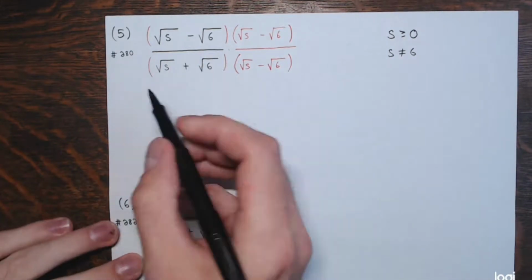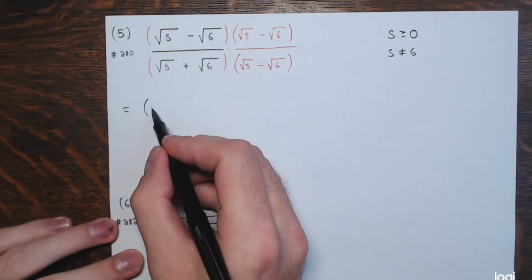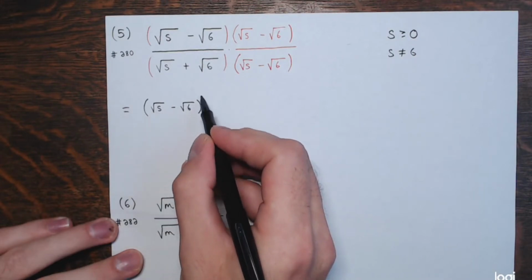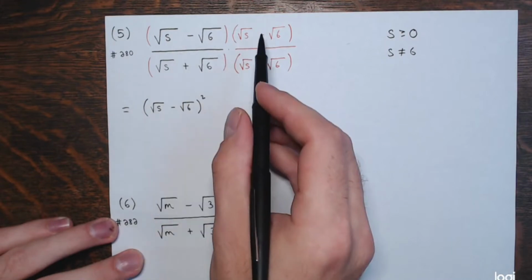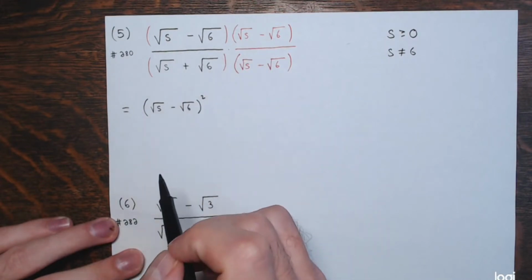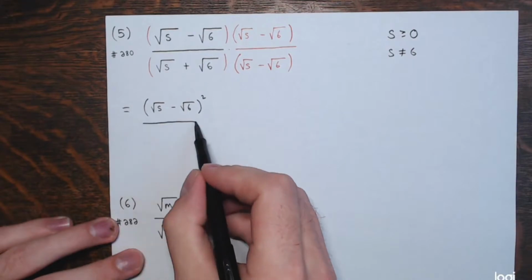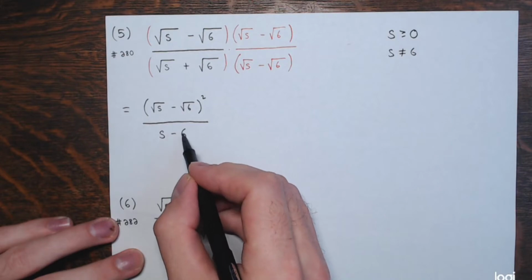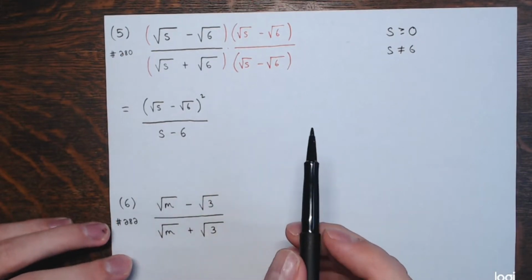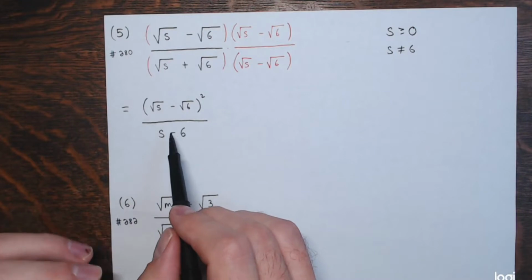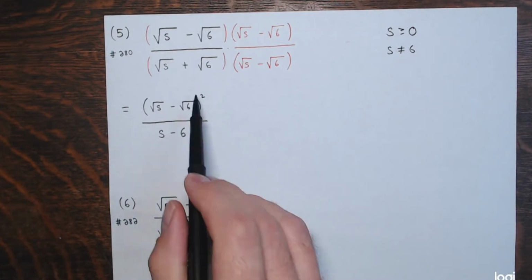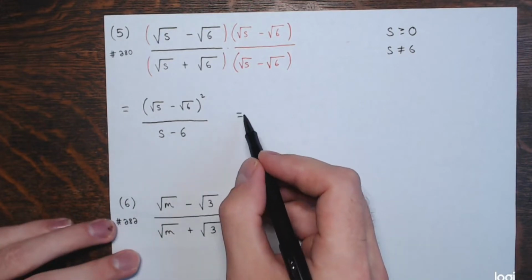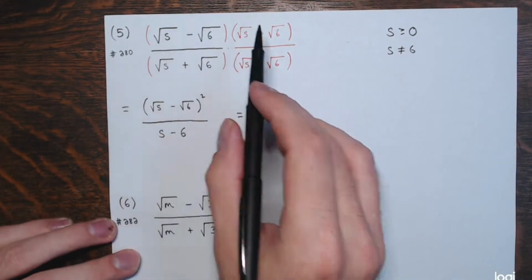So the numerator is actually the same thing twice, right? It's the square root of s minus the square root of 6, to the second power. It's the same factor twice, so it's that factor squared. Divided by, and then, the square root of s squared minus the square root of 6 squared, which is s minus 6. And, pardon me, I don't see a factor of s minus 6 in the numerator, so this is perfectly fine.